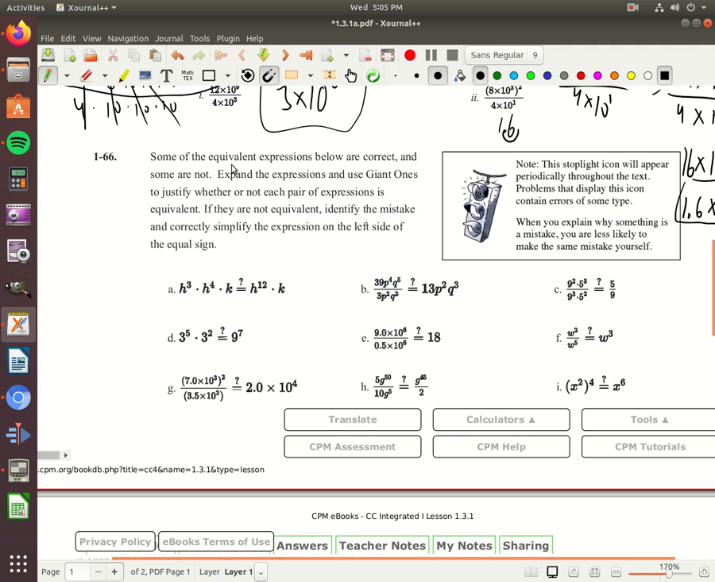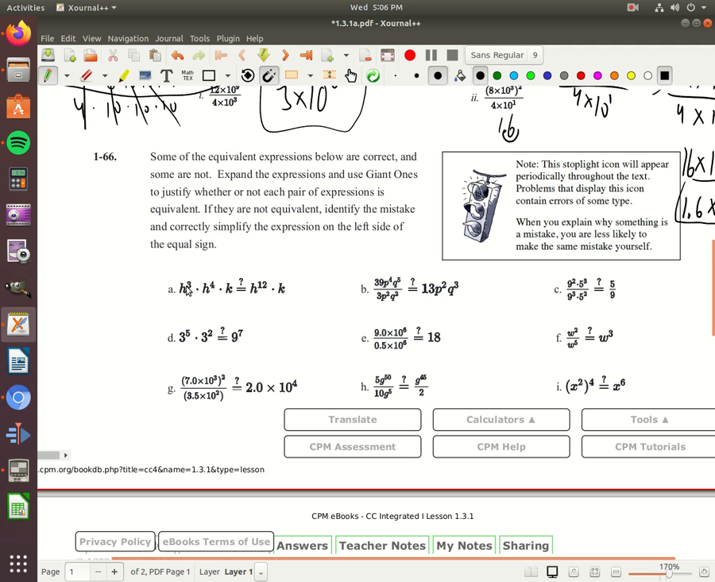It says some of the equivalent expressions below are correct and some are not. Expand the expression using giant 1s to justify whether or not each pair of expressions is equivalent. If they are not equivalent, identify the mistake and correctly simplify the expression on the left side of the equation. So if it's not equal, we'll fix the left.